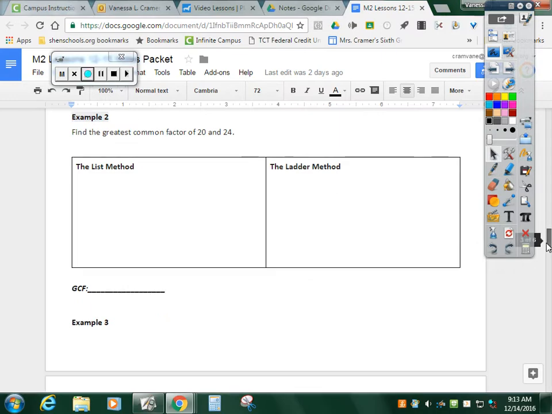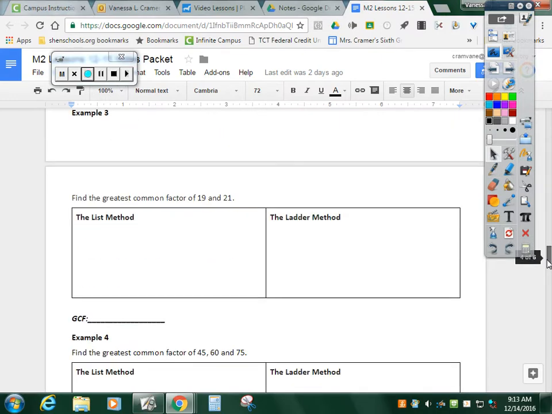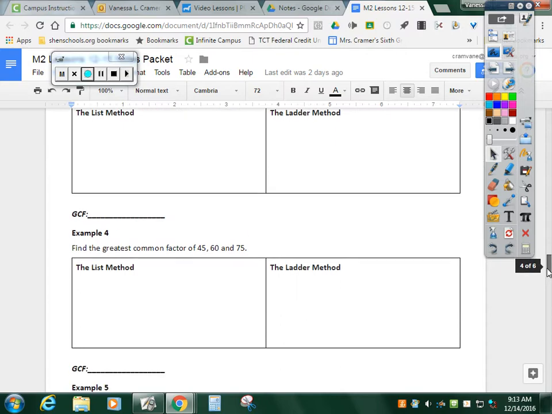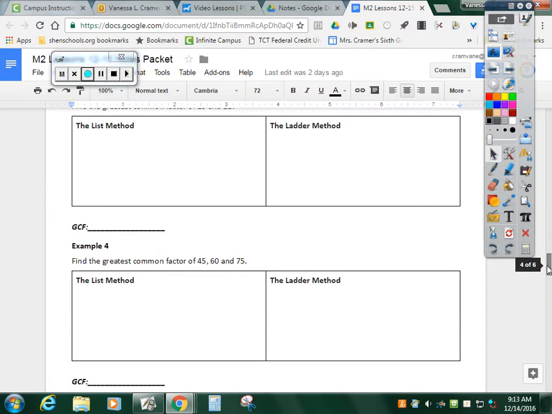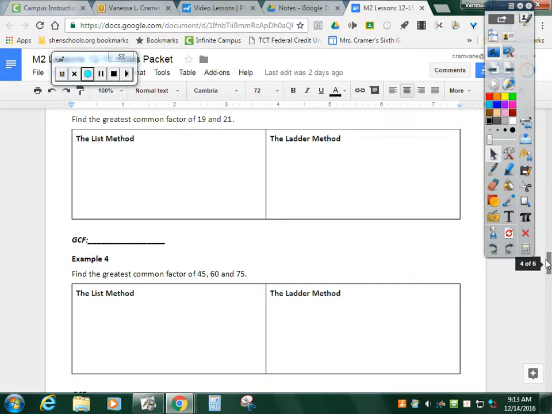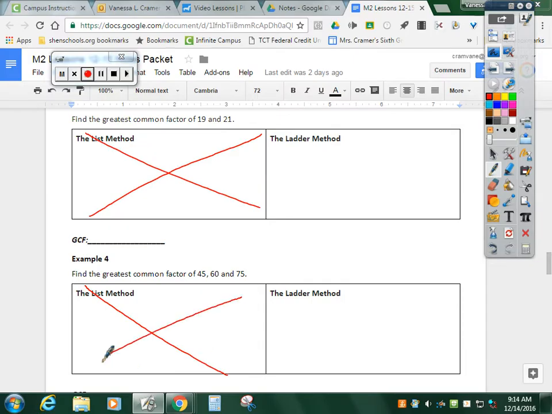Okay, so now I'm going to go down to example 3. Ooh, I love example 3. And I'll put example 4 up too. And I'm actually going to cross out the list method, and I'd like you to too. Let's focus on the ladder method today to help us find the greatest common factor.